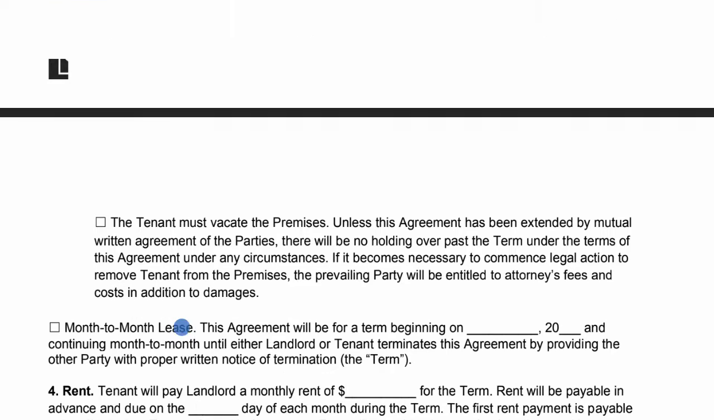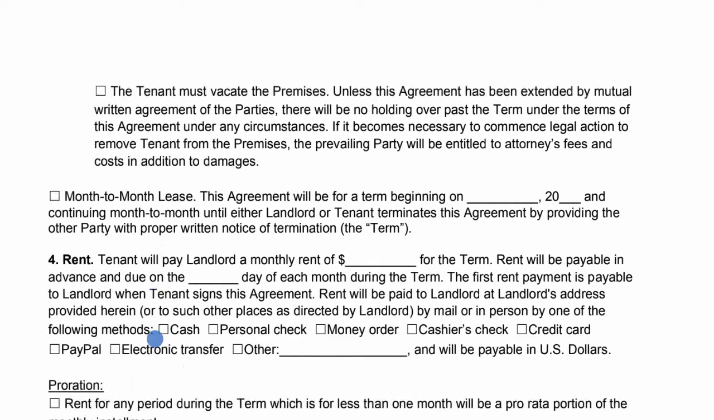The other option is to get a month-to-month lease right from the beginning. And you might want to do this if you want more flexibility. You don't know how long you're going to stay there, but usually they will charge higher rent if it's a month-to-month lease right from the get-go.